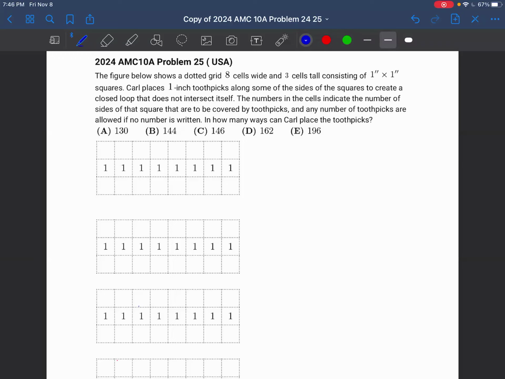So they ask you to create a closed loop. The closed loop needs to satisfy those cells. If a cell has the number 1, then only one stick goes around that small cell. So let's give it a try. Say this could be a closed loop, right? Let's check: this cell had one, everyone had one. So this actually is a good case.